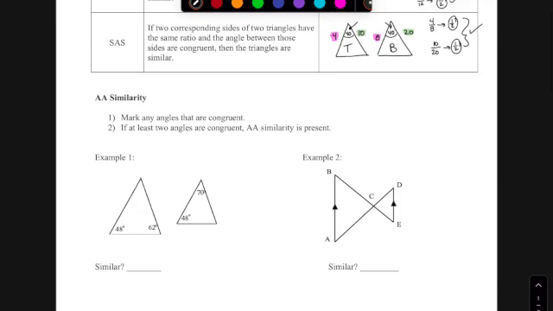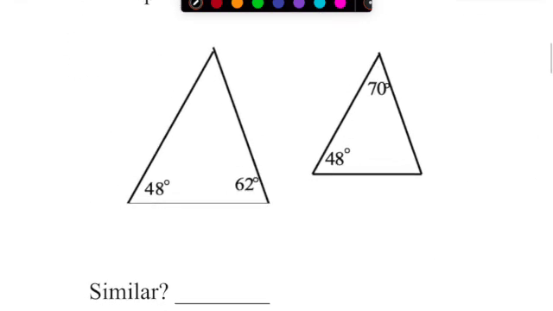We are going to talk about angle-angle similarity. First thing we need to do is mark any angles that are congruent, and then if at least 2 angles are congruent, you have angle-angle similarity. You can say that triangles are similar by angle-angle, or you can throw a third angle in there and make it angle-angle-angle, which is my favorite thing to say in the world. It's up to you. All right, so taking a look here, I clearly have 48 and 48.